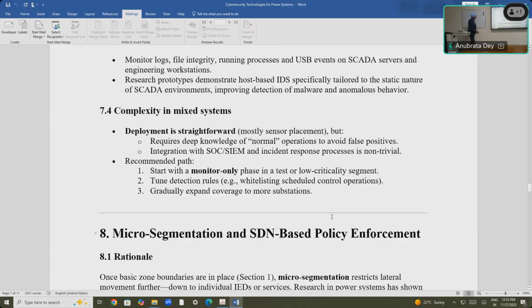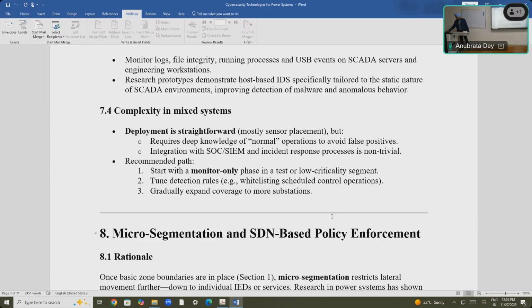So in this case, the complexity is obviously it requires deep knowledge of normal operation. I just talked about that. What is your normal situation like? And then it will require the integration with the monitoring and then incident response process. How do you respond after you find an incident or a malicious activity? You could start with a monitor only phase in a test environment, and then go from there. So you monitor it, understand the rules, understand the normal situation, and then from there you make the rules for intrusion detection. And by the way, there are actually a lot of packages now which are available. So you can set up intrusion detection systems fairly easily. It's not easy, but fairly easy.